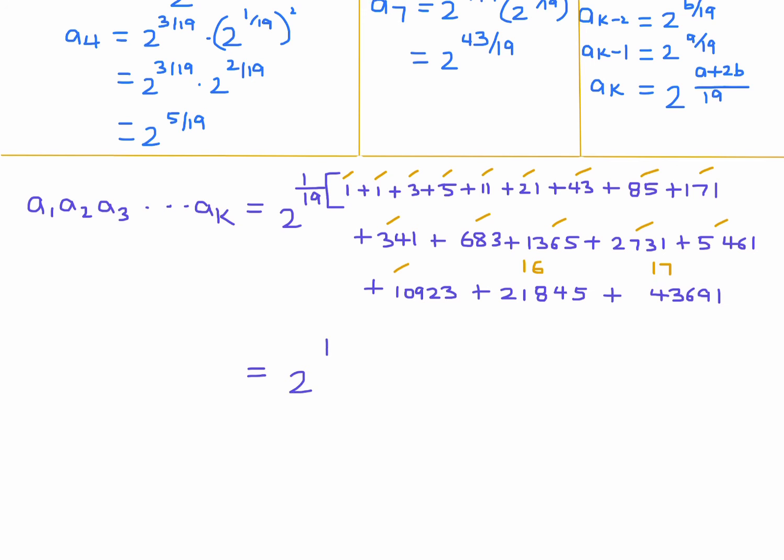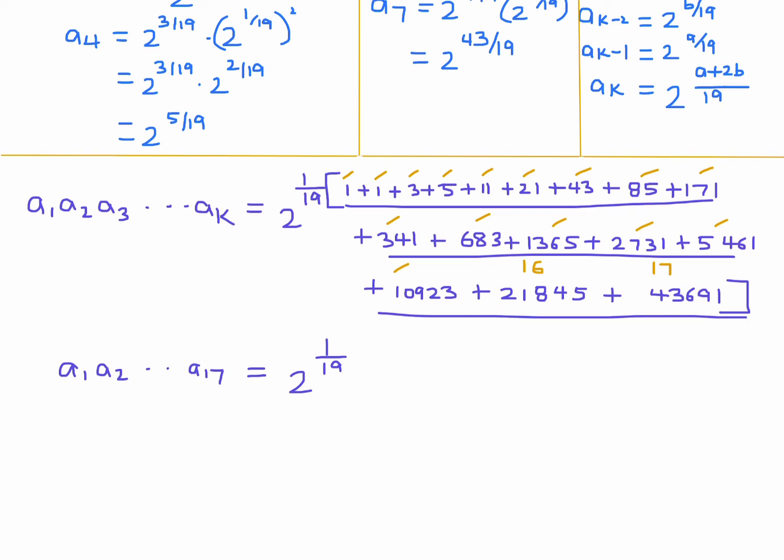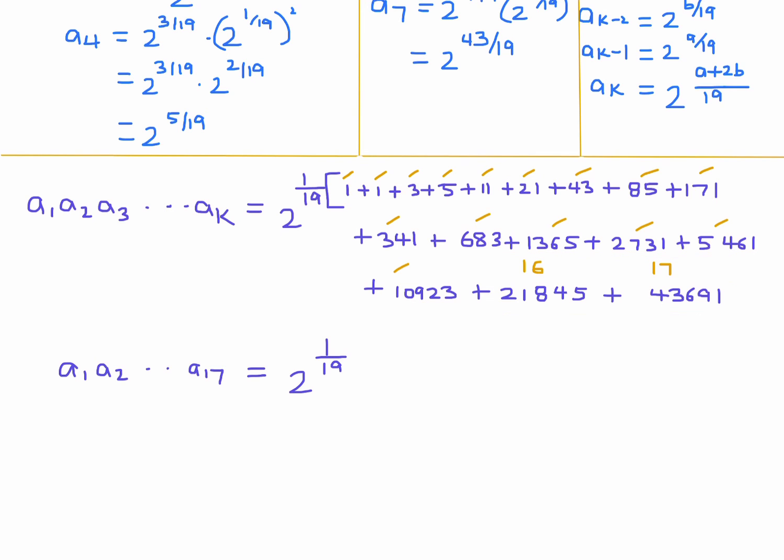Okay, let's see. 2 to the power of 1 over 19. So this would be A1, A2, all the way till A17. Now we got to add up all these guys. This, this, and this. And when you do, you get the following number, 87381. Now, what is 87381 divided by 19? It is 4599. It is an integer. So perfect. And that means we've done it.